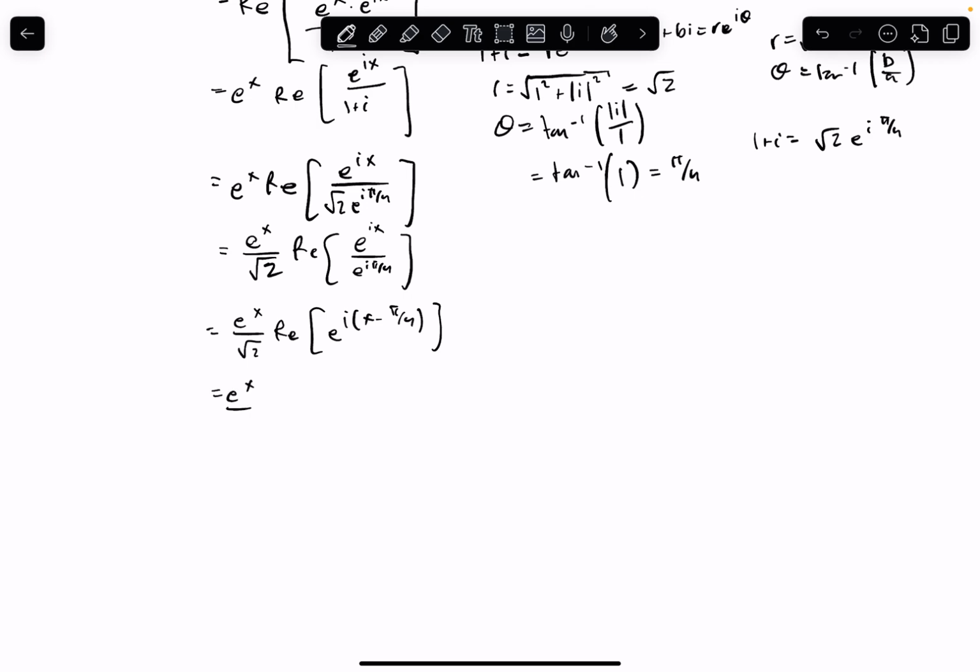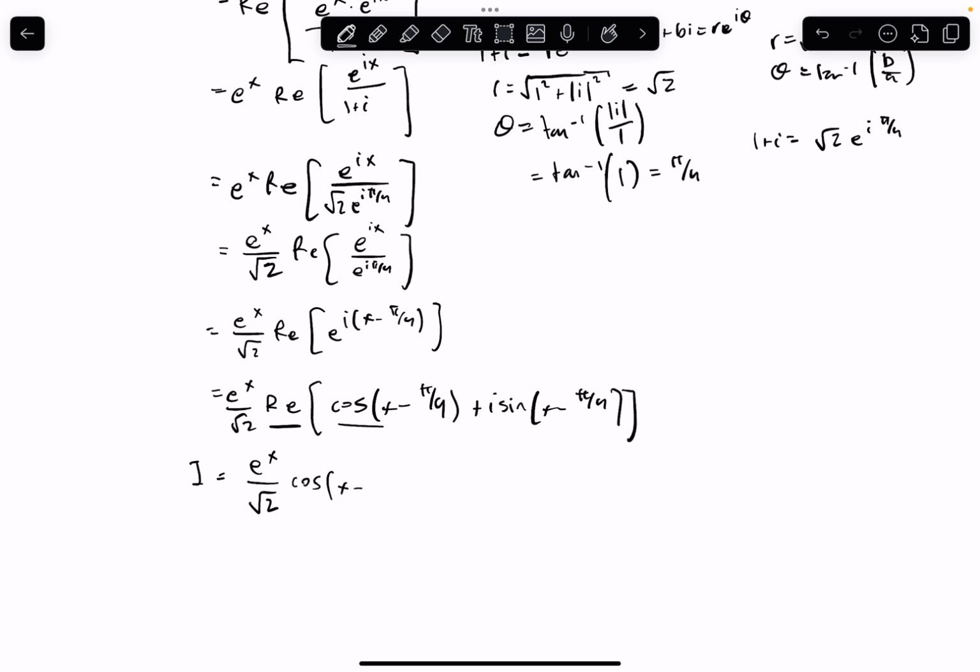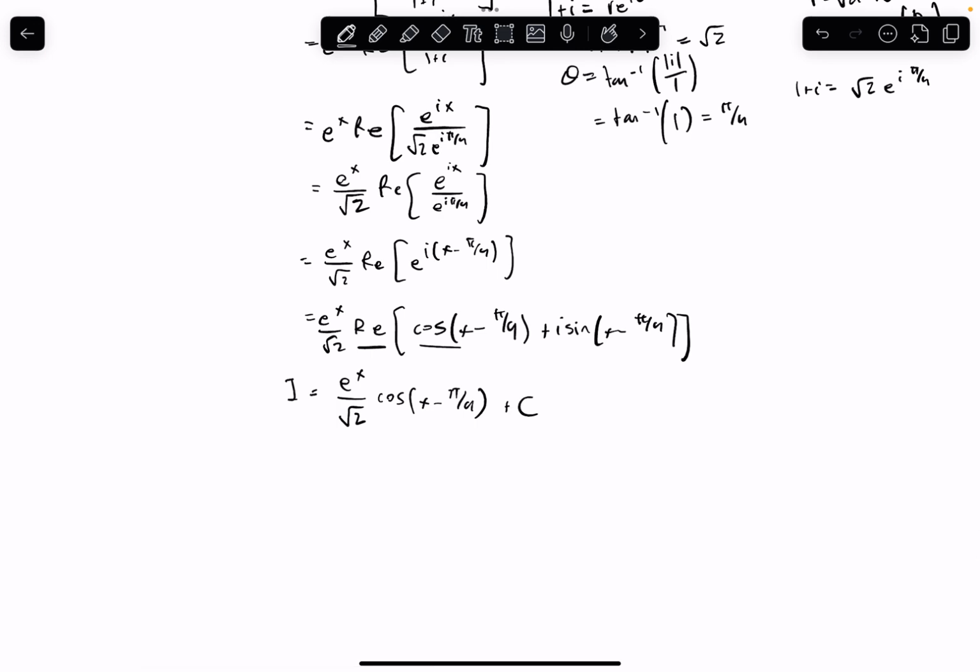And this is equal to e to the x over root 2. Again, we have e to the i something, so it's going to be equal to cosine of that something, x minus pi over 4, plus i sine of x minus pi over 4. Now we're looking for the real part, so the only real part is cosine here. So all in all, our integral is equal to e to the x over root 2 cosine of x minus pi over 4, and obviously plus c.